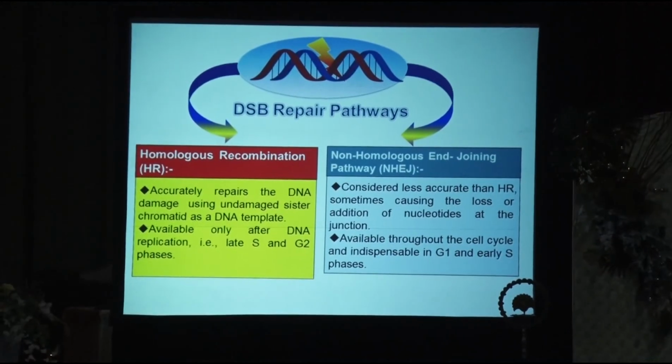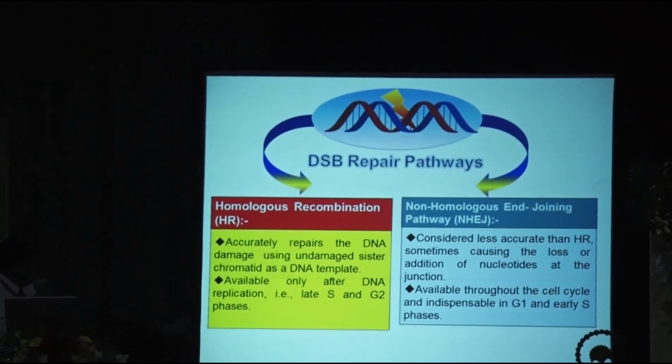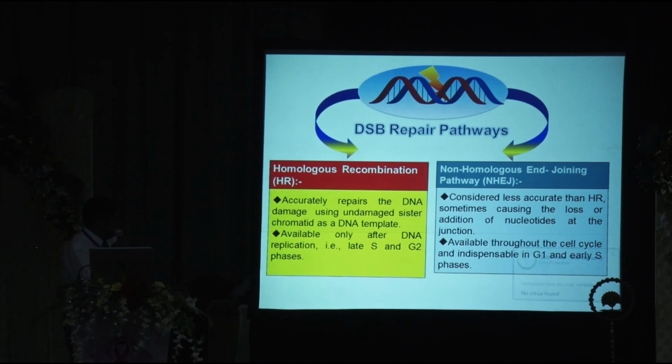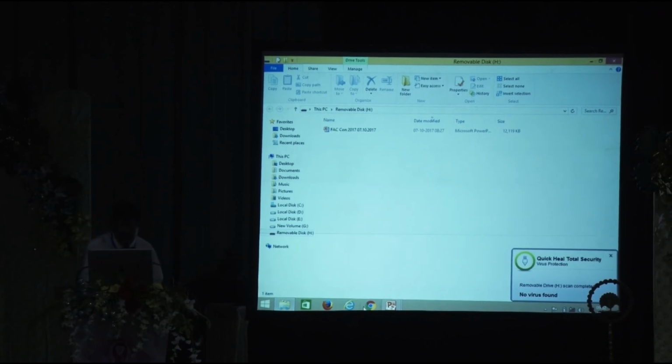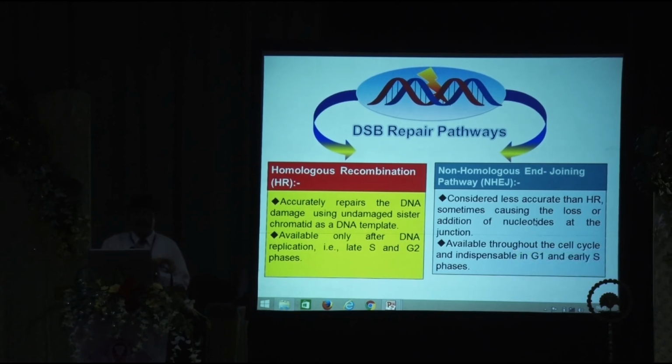The homologous recombination pathway accurately repairs the DNA damage using the undamaged sister chromatid as a DNA template, whereas the non-homologous end joining pathway is considered less accurate than HR, sometimes causing the loss of a few nucleotides at the junction. Homologous recombination is available only after DNA replication, that is late S and G2 phase, whereas the non-homologous end joining pathway is available throughout the cell cycle and is indispensable in G1 and early S phases.